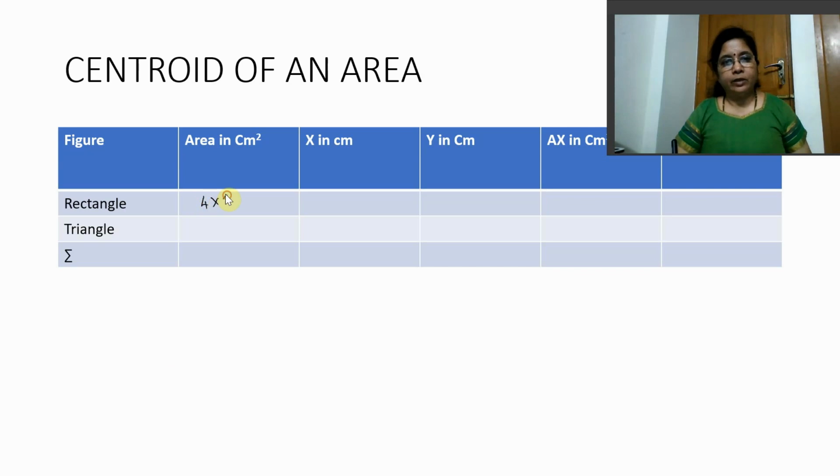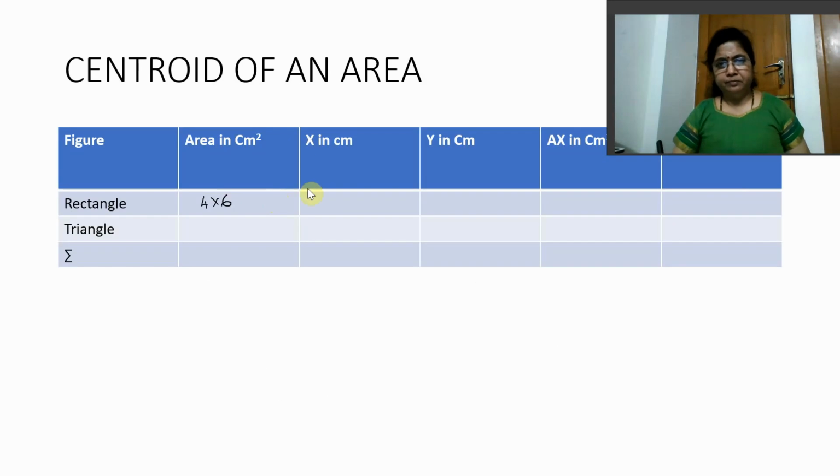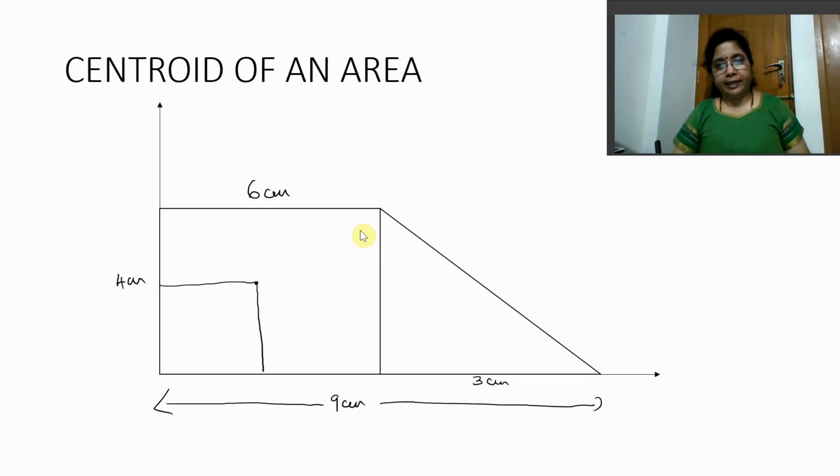Area in centimeter square, 4 into 6. Now, the center for this rectangle would be somewhere here. Geometrical center, remember. So I have to find the x coordinate and the y coordinate. X coordinate is half of 6 and y coordinate is half of 4. So 3, 2. Now let us go to the triangle.